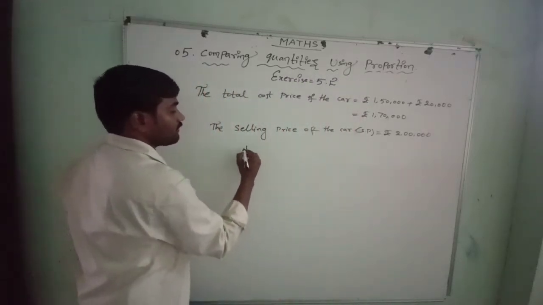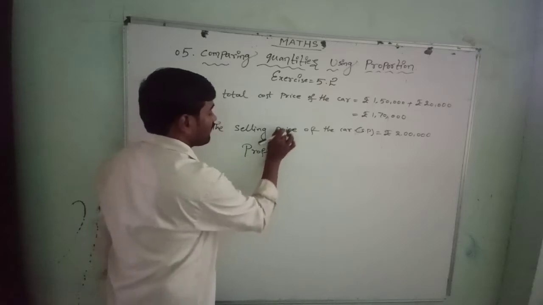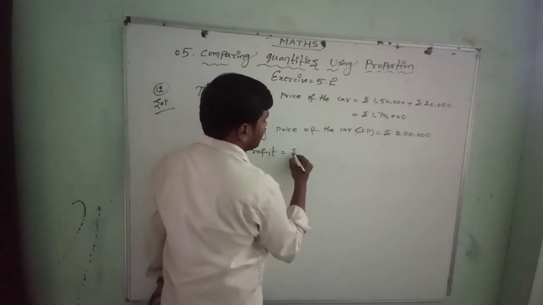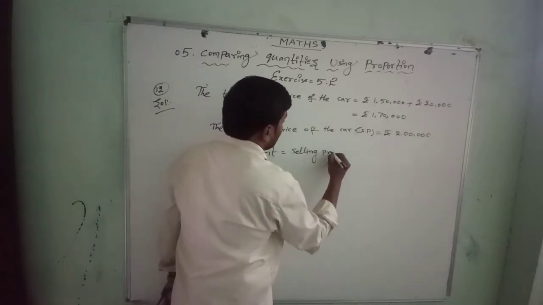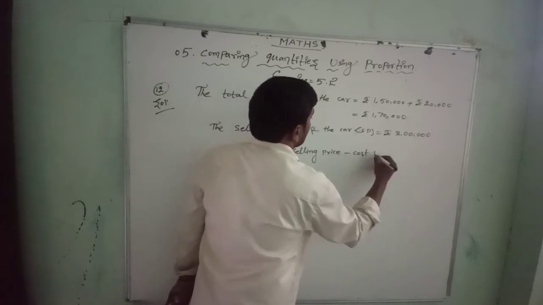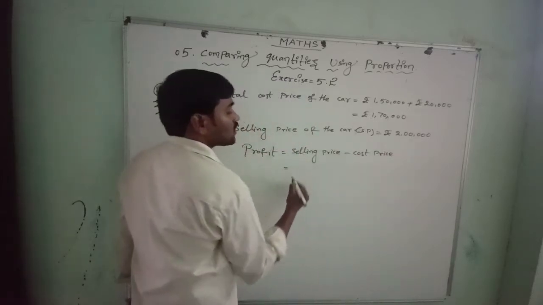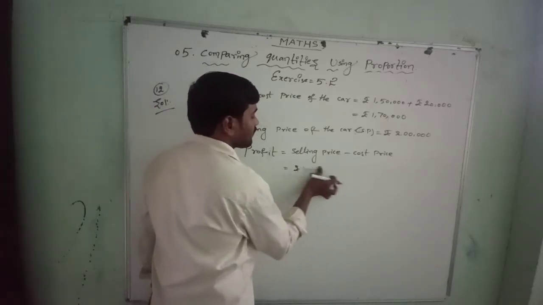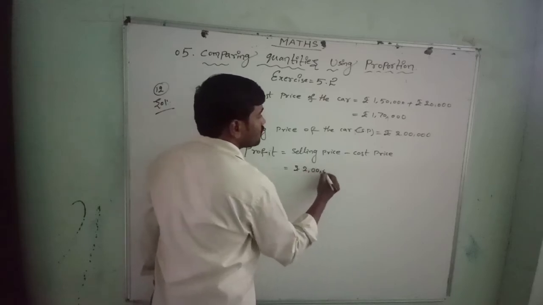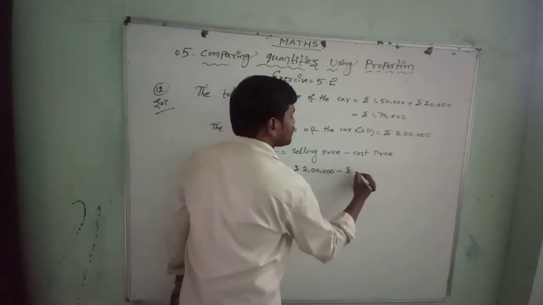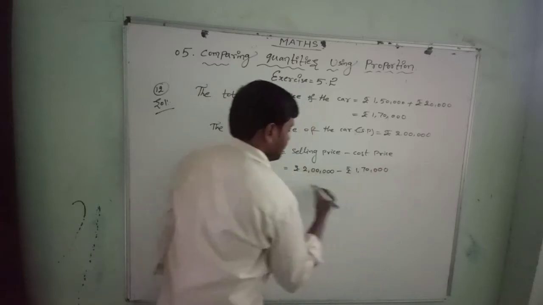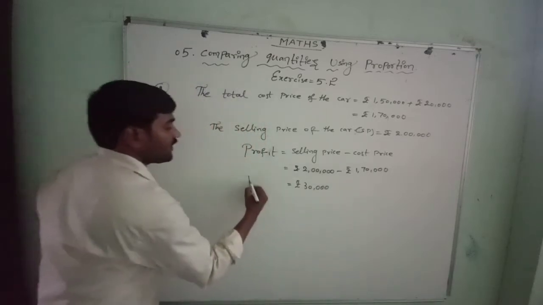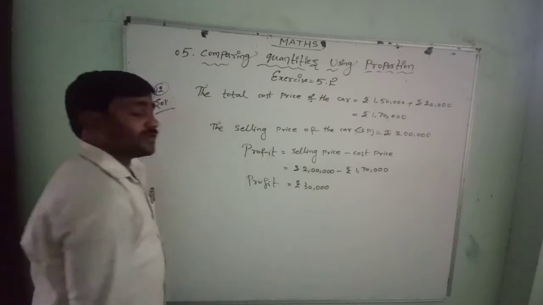Then they are in profit. How much profit did they get? Profit equals selling price minus cost price, SP minus CP. The selling price is 2 lakh rupees minus the cost price 1,70,000, so rupees 30,000 becomes the profit.